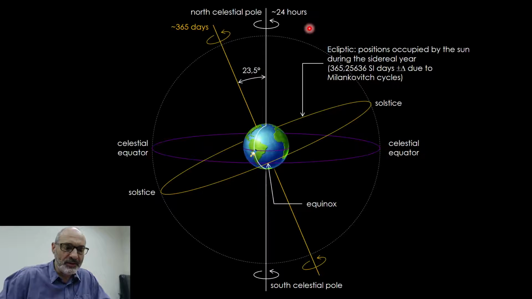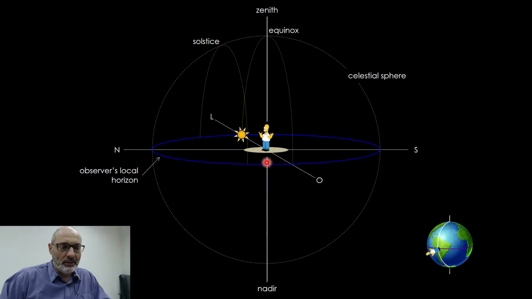Okay, so I'm going back a few slides here. This means that on this day the sun is right here. The equinox and the winter solstice are the same thing: the sun rises on the east and sets on the west. So this is what happens when our observer is at this point here.